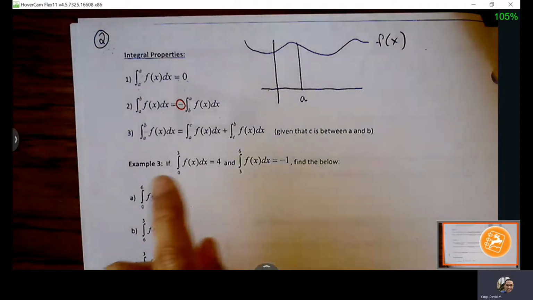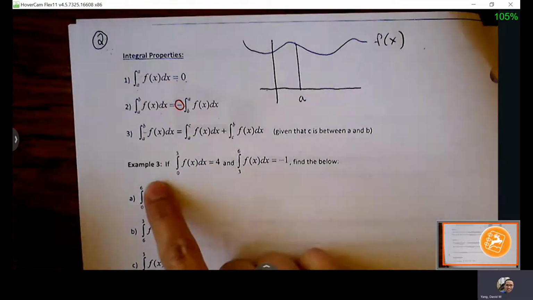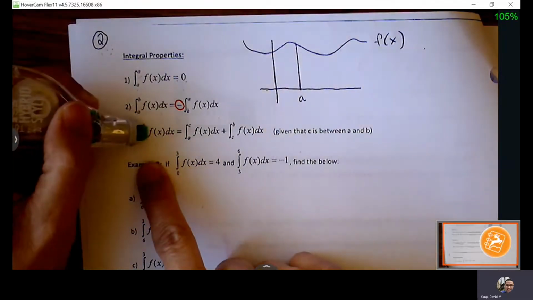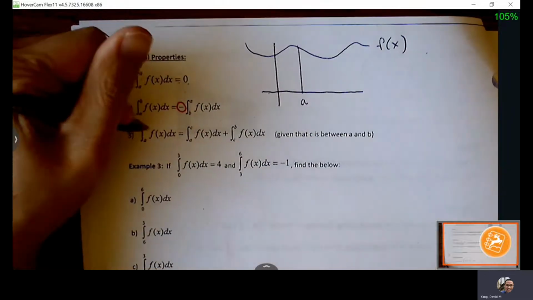Okay, the third property says that I can basically do divide and conquer here. That's a stray mark there. It looks like a negative there, but it should just be integral of f of x. Okay, sorry about that. Looks like there's a stray mark there.